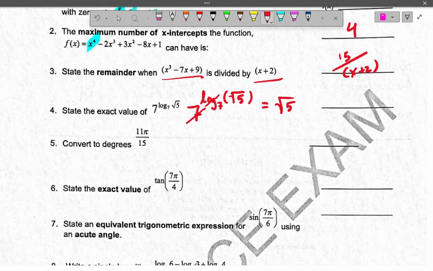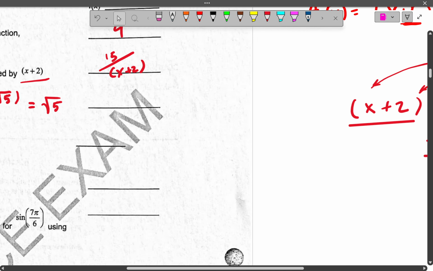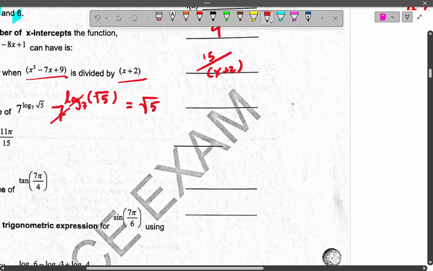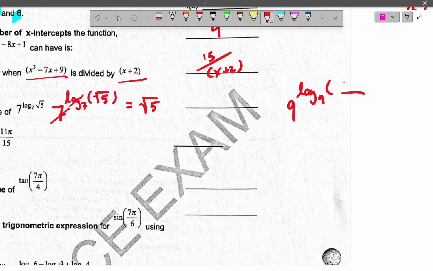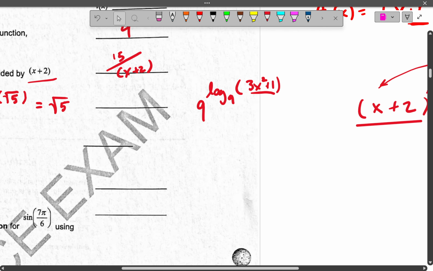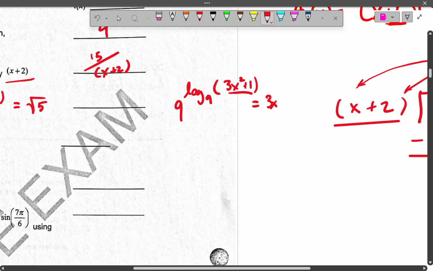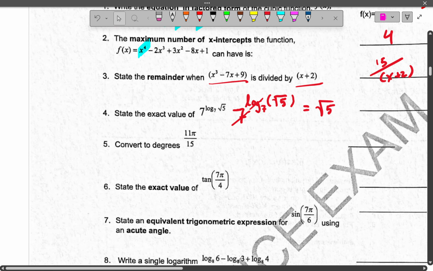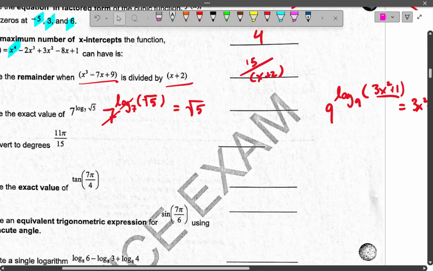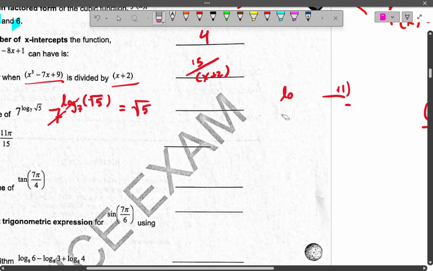And what happens here is that, just as another example, if I had 9 to the log base 9 of anything, so we can have like 3x squared plus 1, my answer here could simply just be written as 3x squared plus 1. So this is coming from log rules, or logarithm rules, if you're unaware. So that's where that comes from.